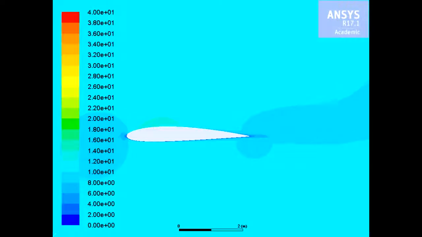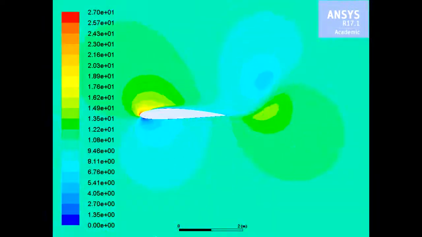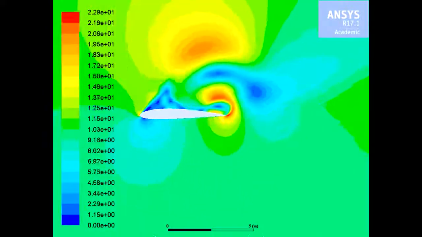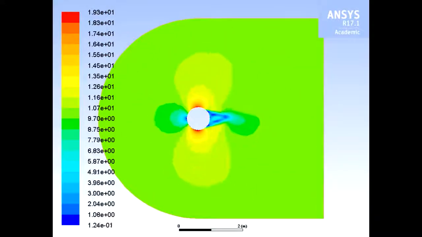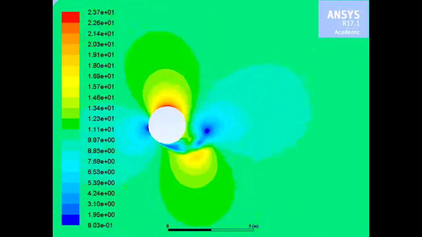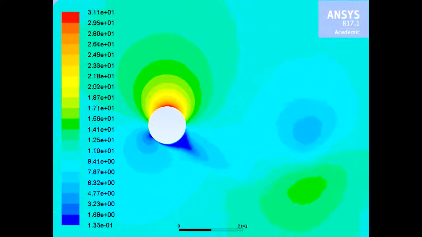Here is the velocity magnitude for the airfoil at 1 degree angle of attack. And this is at 24 degrees of angle of attack where it stalled. Here is the cylinder at 1 radian per second. And here is the same cylinder at 50 radians per second.